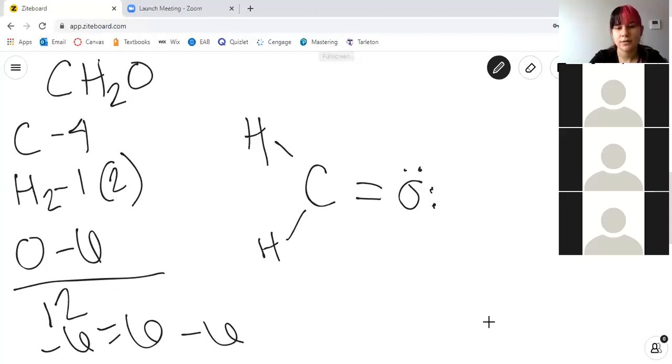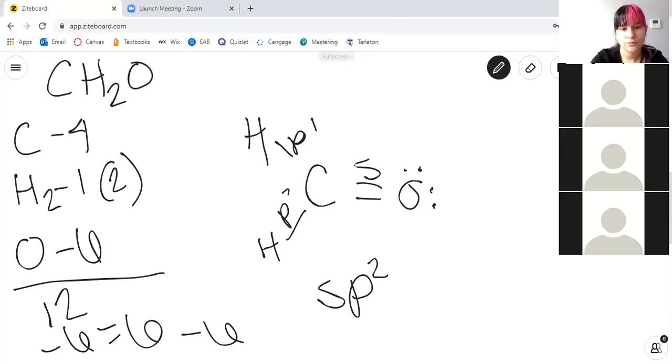So what do we start out with? 3. Yeah, so we have 3 regions. S automatically takes up 1. So how many P do we need? Oh, 2. S, P1, P2.